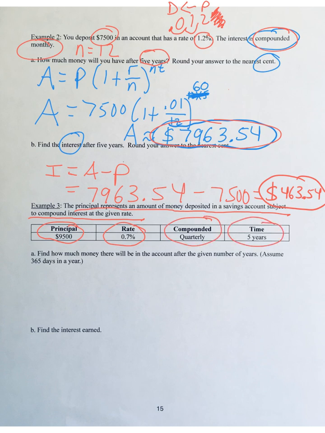There's an A and a B. So part A, find how much money there will be in the account after the given number of years. Assume 365 days in a year. So we don't have to worry about like if there's a leap year or that kind of scenario here.